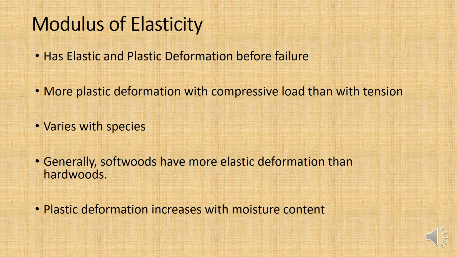What you need to remember too is that plastic deformation, not elastic deformation, increases with moisture content. If the wood has a high moisture content, it's going to have a lot of plastic deformation potential. That's a problem, but it can also be a very useful property, because it means you can shape the wood into all sorts of curvature. We'll get to that later.